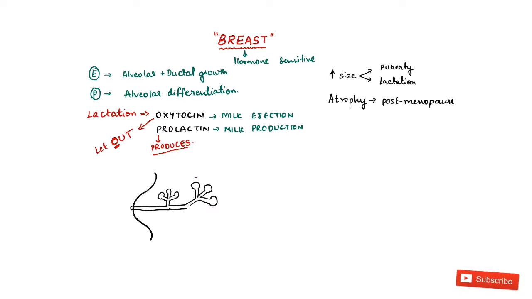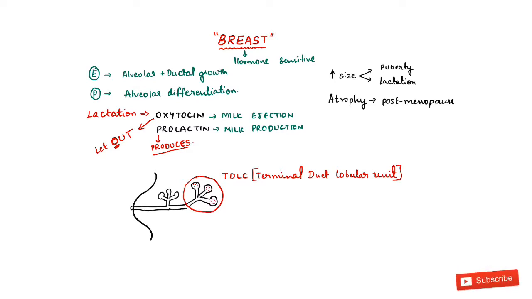So this entire unit we call TDLU, the terminal duct lobular unit. So this whole is known as the terminal duct lobular unit. Inside this we find that the hormone prolactin acts in this area, and hence milk production occurs at this place.